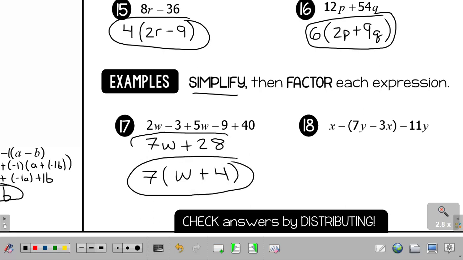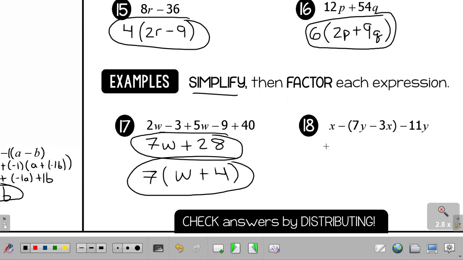Once again, the two answers you should have there in terms of simplifying then factoring: the simplified version is 7w plus 28. The factored version is 7 times w plus 4 in parentheses. And then number 18, same kind of thing here.